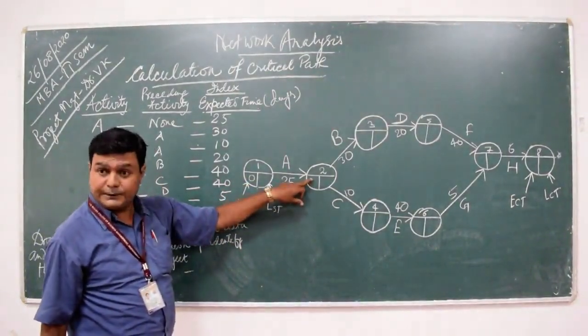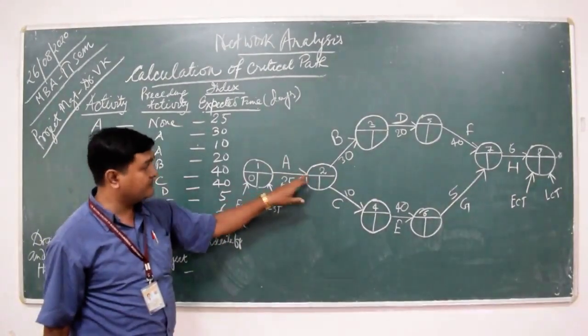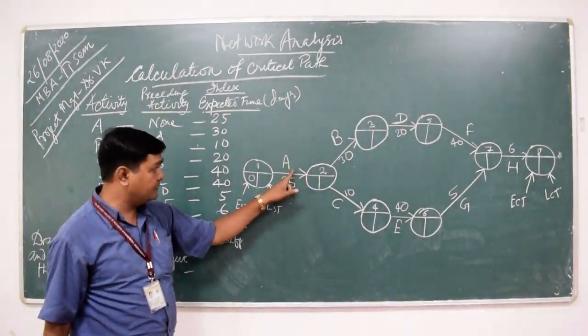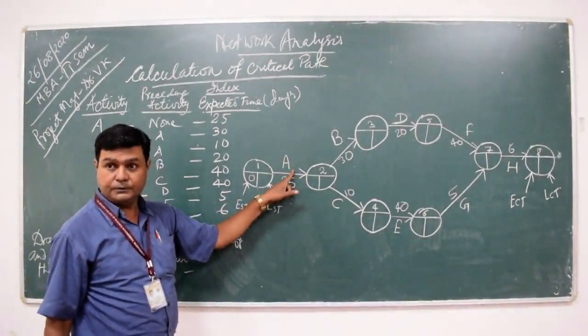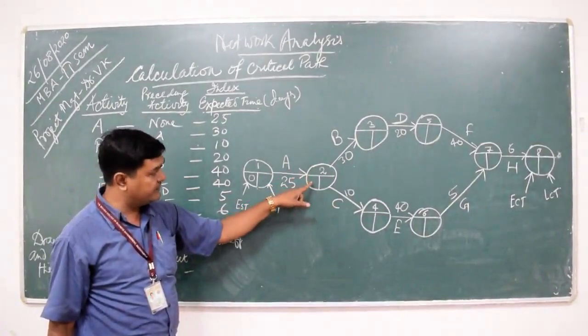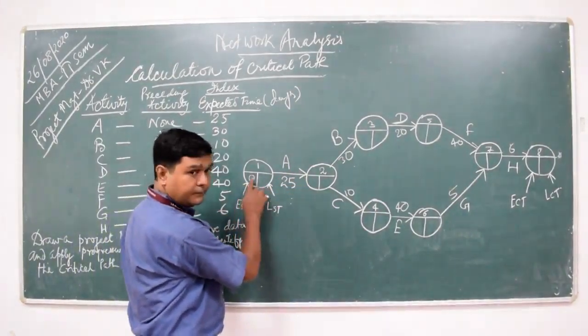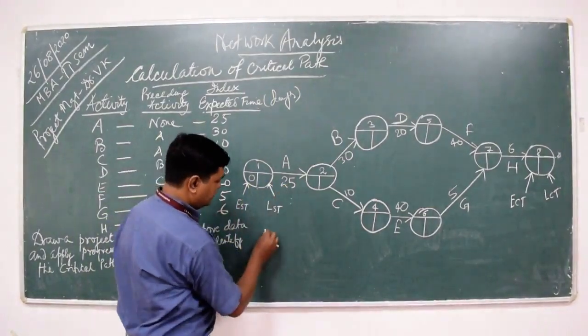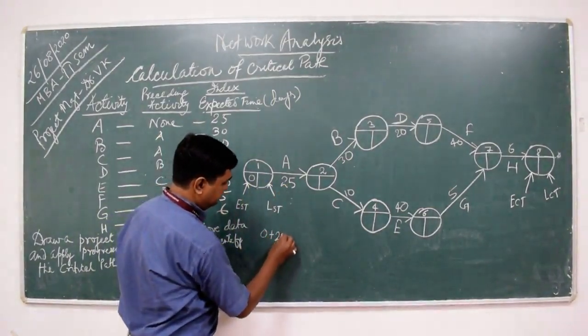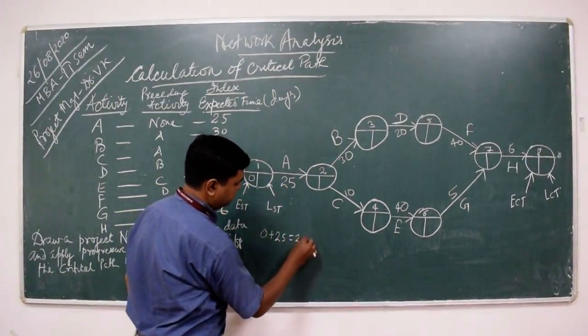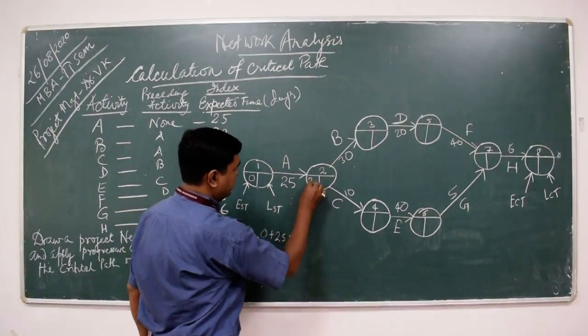So this event 2 is the final event for activity A. What does it mean? Here activity A is completed. So what is the calculation? 0 plus the completion time of A, 0 plus 25, it is 25. So we are writing over here as 25.